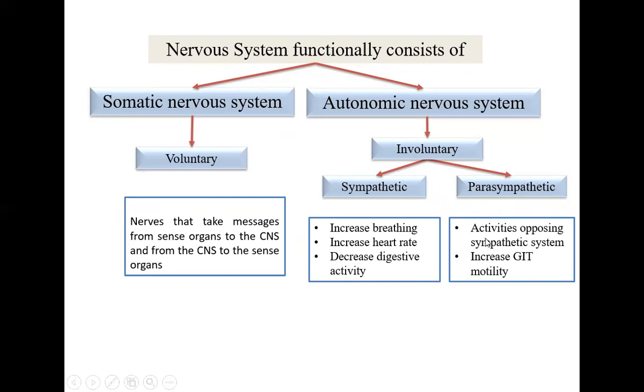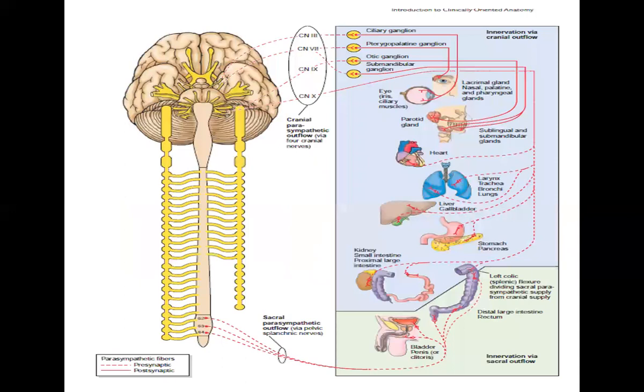Then the parasympathetic activities oppose the sympathetic. Just opposite to that, the functions will be the parasympathetic. Increase the GIT, the digestive motility, so more digestion, and decrease in the breathing and heart rate will be done by the parasympathetic. Just opposite to the sympathetic will be the parasympathetic. Okay, so if you know one, you know the other. Just opposite will be the other one.